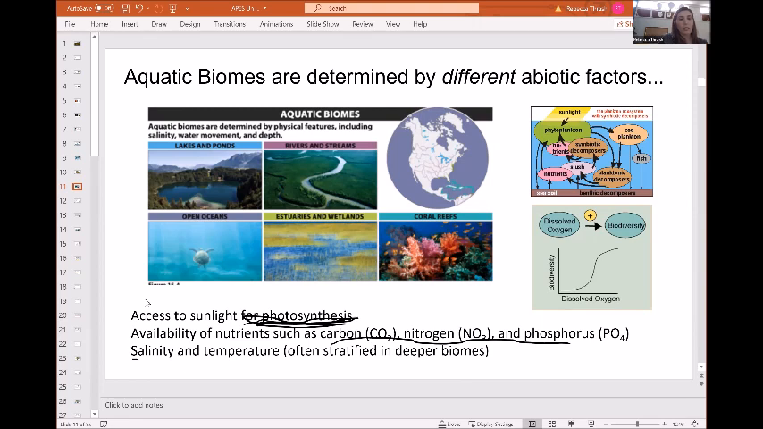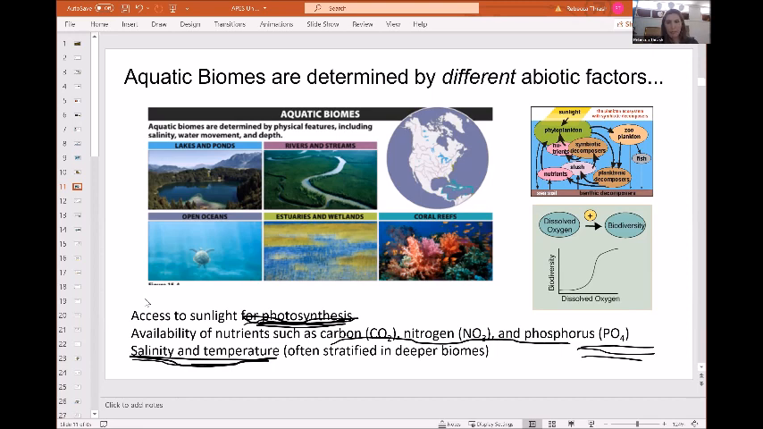And then often things like salinity and temperature are stratified, meaning if you have a really deep aquatic biome, say a deep lake or the ocean or something like that, there's oftentimes these layers where at the very top it might be very hot and then at the very bottom it might be cool. So having these stratified characteristics of a biome allows certain organisms to live there and then others to be in a different place.